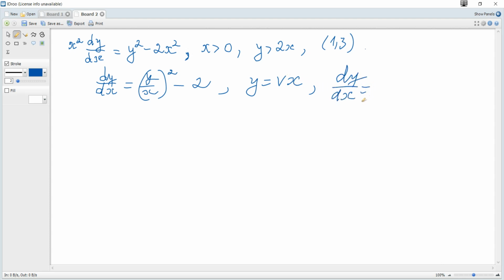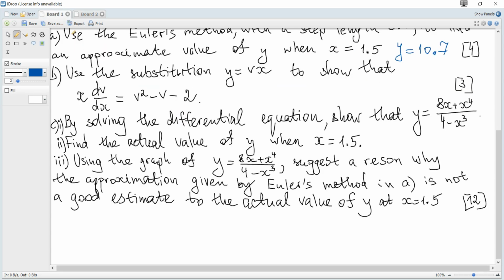It's a product of two functions, so we use the product rule, so it becomes the derivative of v, which is dv dx, multiplied by x, so it's x dv dx, plus v and the derivative of x, which is 1, so just plus v. Hence it becomes x dv dx plus v is y over x, it's v, so it's v squared minus 2, and move v to the right and get that it is equal to v squared minus v minus 2, as required. So it is given as required.